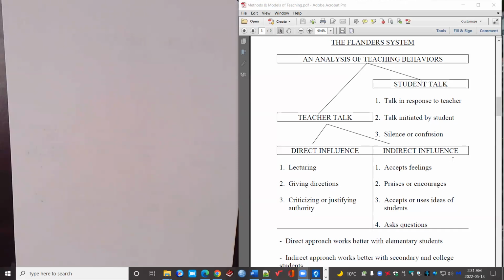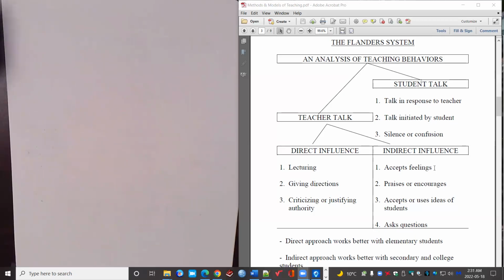Look at indirect influence. Indirect influence is also called the active approach. By the way, direct influence is also called direct instruction or explicit teaching by some other researchers. So here, indirect influence is also called the active approach.